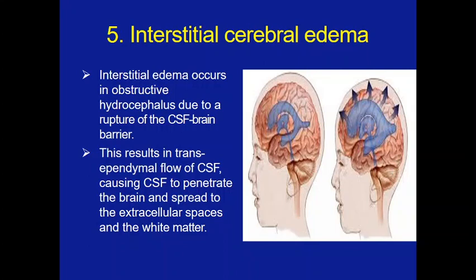So interstitial cerebral edema occurs especially around the lateral ventricles when an increase in intraventricular pressure causes an abnormal flow of fluid from the intraventricular cerebrospinal fluid across the ependymal lining to the periventricular white matter. This edema takes place in obstructive hydrocephalus due to a rupture of the cerebrospinal fluid brain barrier. This results in transependymal flow of cerebrospinal fluid, causing it to penetrate the brain and spread to the extracellular spaces and the white matter.